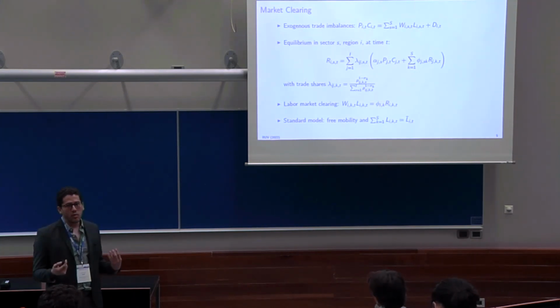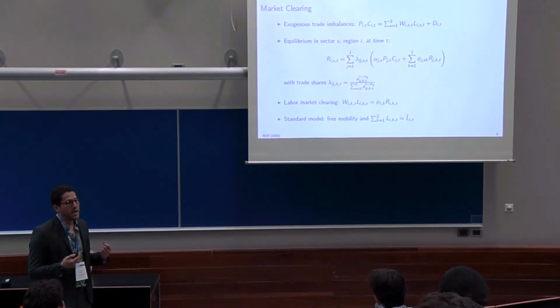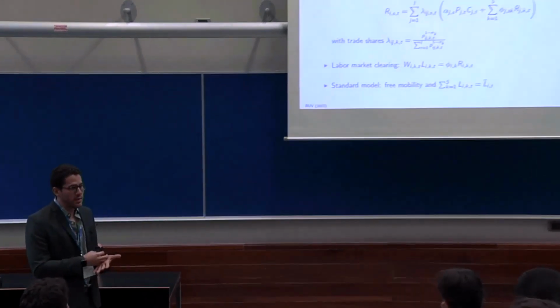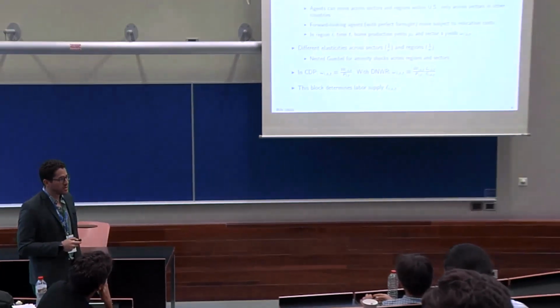And then in the standard trade model, we would close this model by saying that there is free mobility within sectors in a region, no mobility across regions, and exogenous labor, so that the total amount of employment in that region across all sectors has to equal the exogenous labor supply. But here we will have a more complicated labor supply, which will share several elements with Caliendo, Dvorkin, and Parro. So we will have agents that can move across sectors and regions within the US, only across sectors in other countries, because we don't have regions in other countries, and there's no movement across countries, as is usual in these models. We're going to have forward-looking agents with perfect foresight that can move subject to reallocation costs.